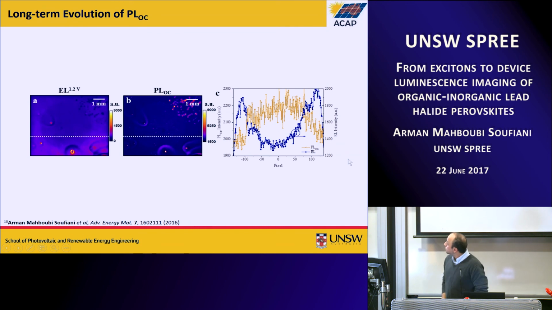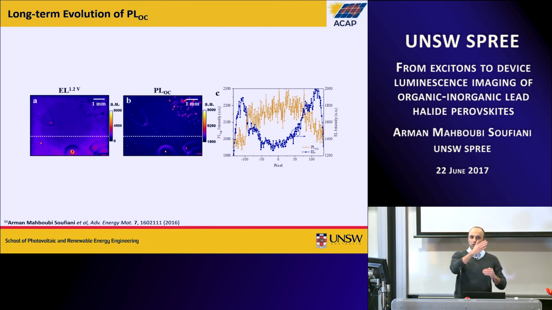Then I also performed PL at open circuit condition to see what is happening to the bulk of this material over time. PL at open circuit condition, interestingly, shows a higher intensity in the region which was illuminated compared to the surrounding over time, after 2 weeks. You can see it here. The line scan intensity is plotted here. You see the region which shows low EL intensity shows high PL intensity, right? So there is anti-correlation between the EL and PL at open circuit condition.